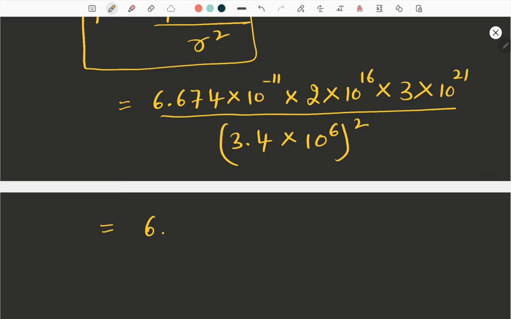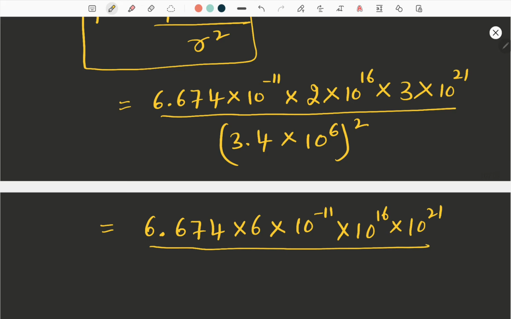How does it become? 6.674 into 10 to the power minus 11. Let us keep it like that. First of all, let us write all the numbers. 6.674 I have written already. Then what is the number? 2 is there, then 3 is there. 2 into 3 becomes 6, so I'll write it as into 6. Correct. Then what are the powers? 10 to the power minus 11, let us keep that. Into 10 to the power 16, into what is the next one? 10 to the power 21.